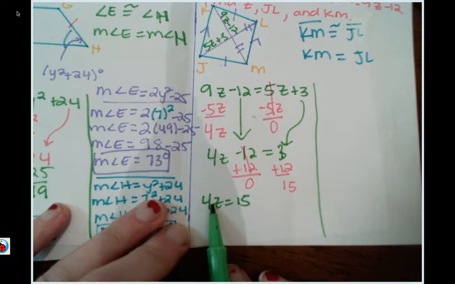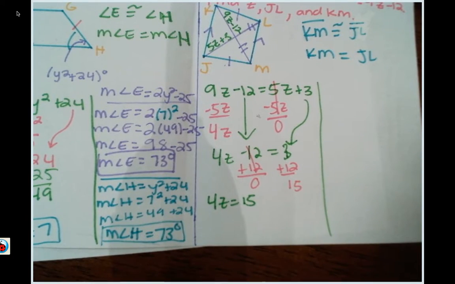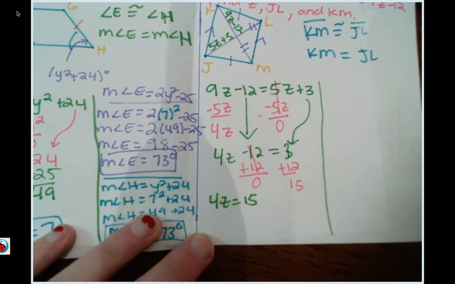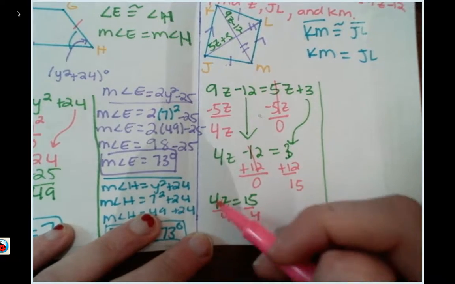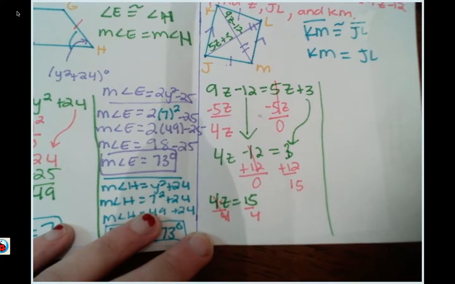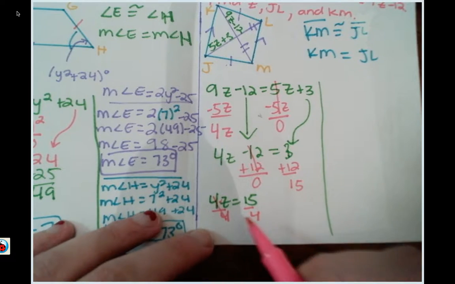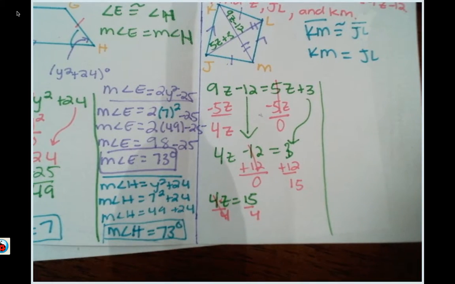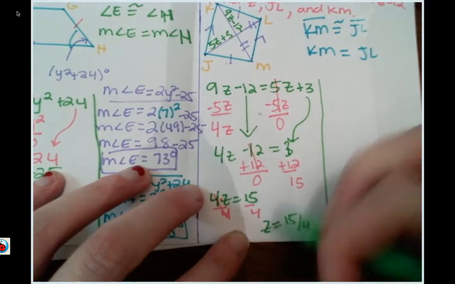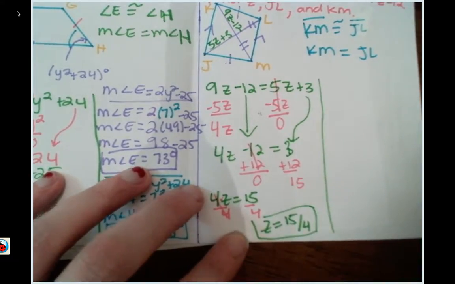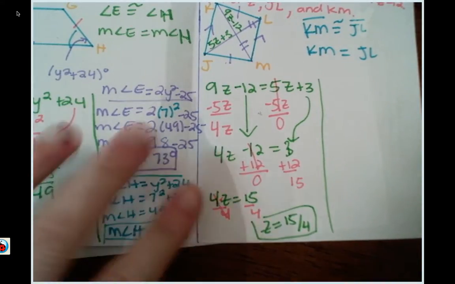Alright, and then how do I bring my 4 to the other side? Well, the 4 is secretly multiplying to the z, so the way we bring it over is by dividing it. 4 divided by 4 cancels and turns to 1, and I can't really reduce down 15 over 4, so z is going to be a fraction, and that's okay because fractions are our friends. So z equals 15 over 4. Alright, so we have tackled our z value.